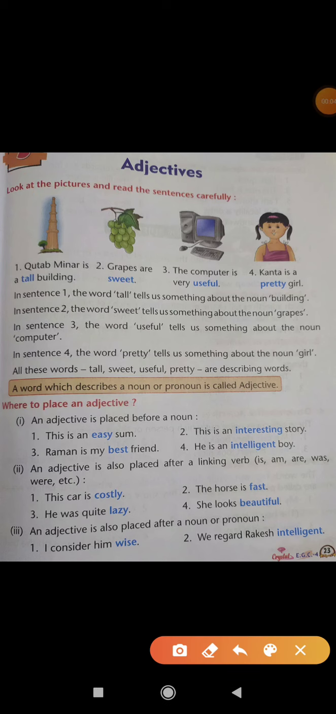Today we are going to start our next chapter of English grammar, adjectives and its kinds. First of all, we will discuss adjective. What is an adjective? Look at these pictures and read the sentences carefully. First, Qutub Minar is a tall building. Grapes are sweet. The computer is very useful. Kanta is a pretty girl.